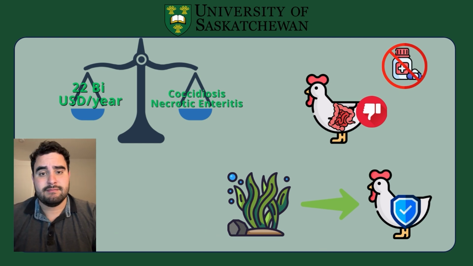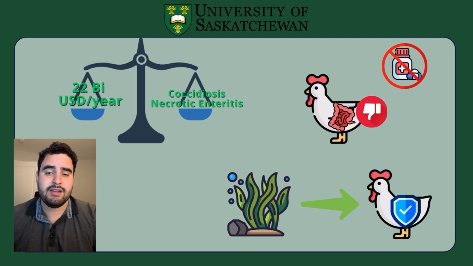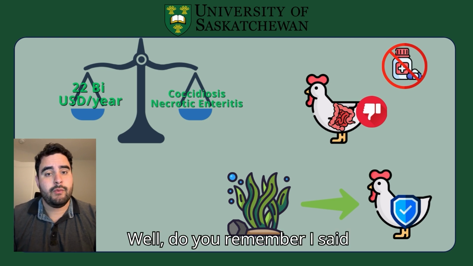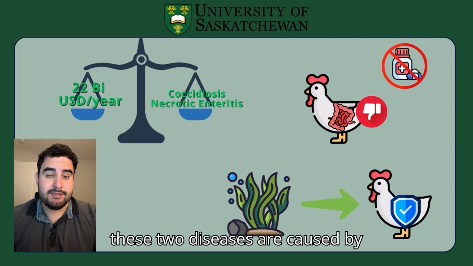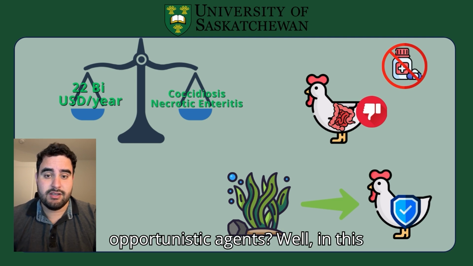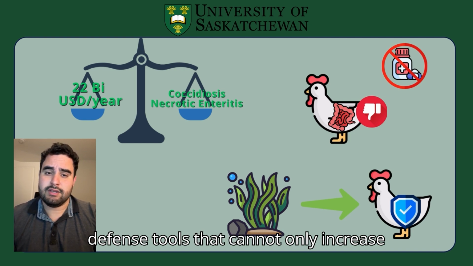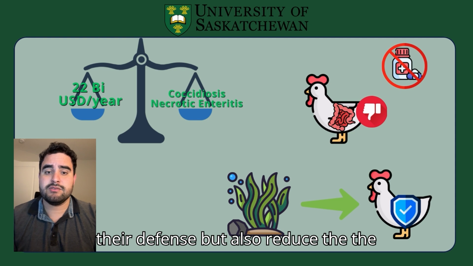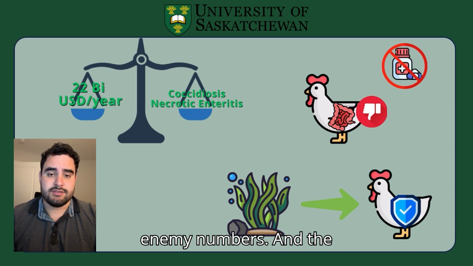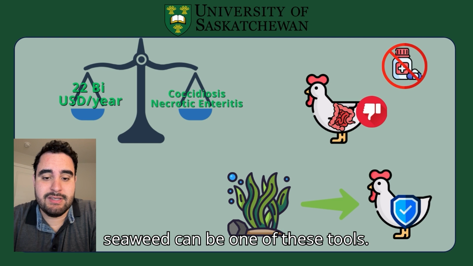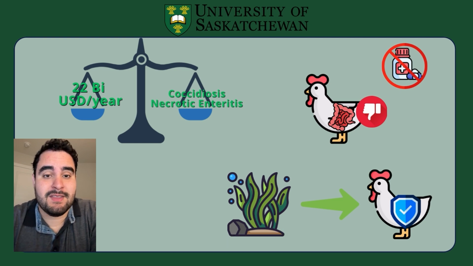You may ask then, how can we win a battle if we can't use our main weapons, right? Well, do you remember I said these 2 diseases are caused by opportunistic agents? In this case, we could provide the birds with defense tools that can not only increase their defense, but also reduce the enemy numbers. And seaweed can be one of these tools.